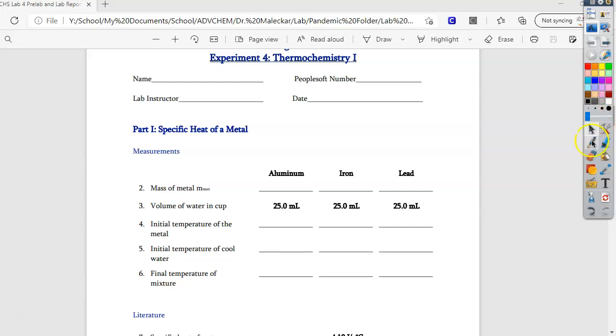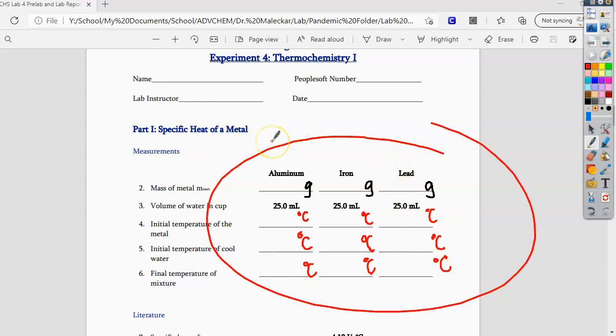All right, so your lab instructor is Tamika. This is a very slow moving video, but you'll be fine. These you get right from the video. I would start off by making sure you put grams for all of these. Make sure you put degrees Celsius, degrees Celsius, degrees Celsius. She tells you all of this. She tells you all of these, okay?